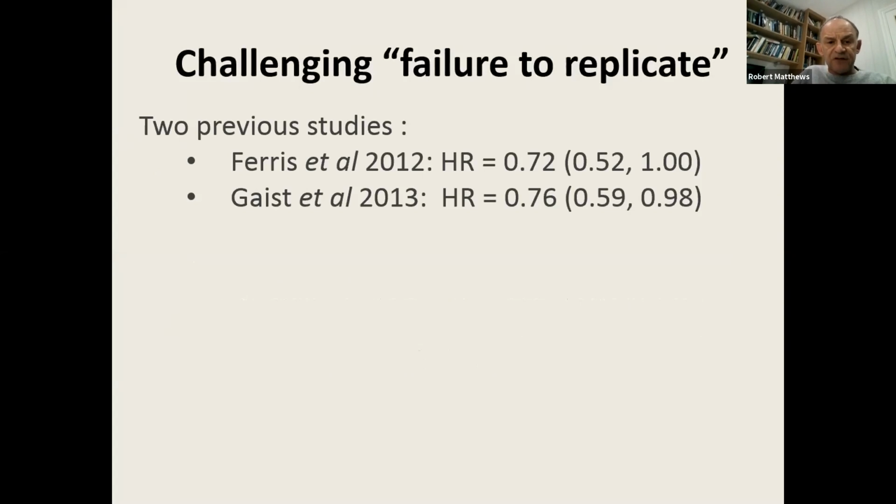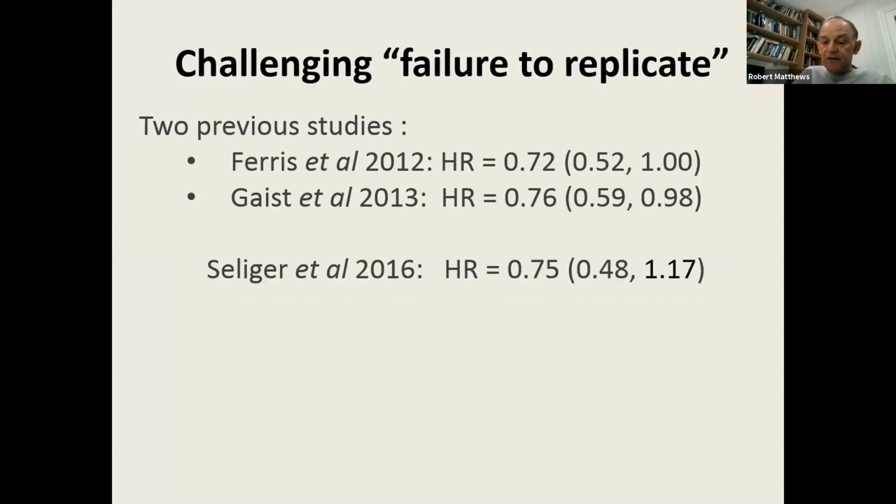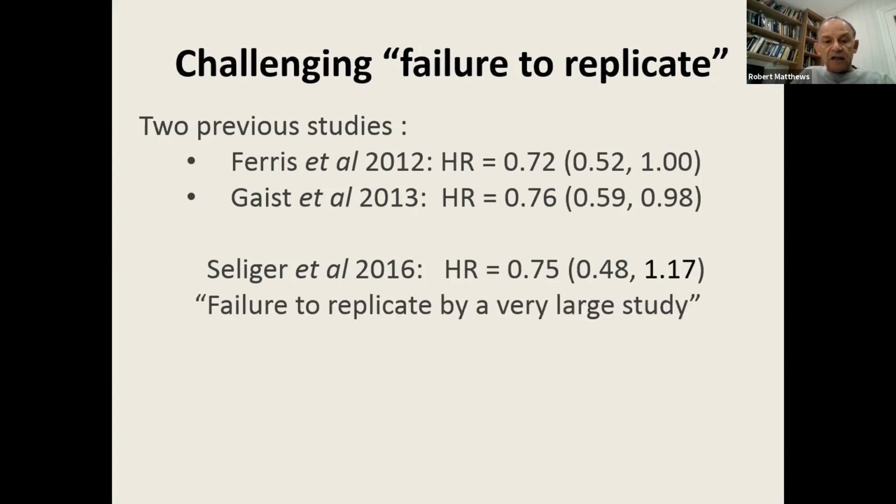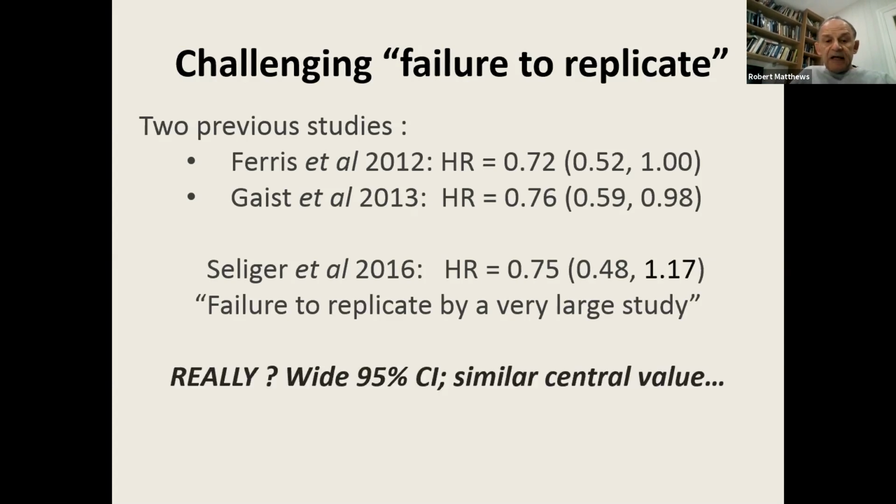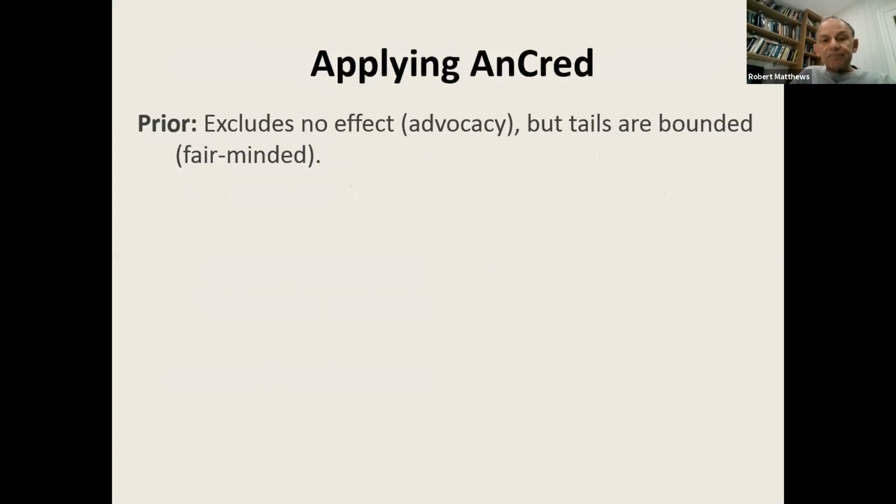So those are the two previous studies. Oh, and here's the new study, and oh, hang on a minute, that's a bit weird. The central value looks pretty close to what the other guys got. So what's going on here? How did they reach that? And then, of course, you see that the upper bound of the confidence interval, so no effect, is 1.17, so the p-value is greater than 0.05. So there we go. Well, let's have a look at this.